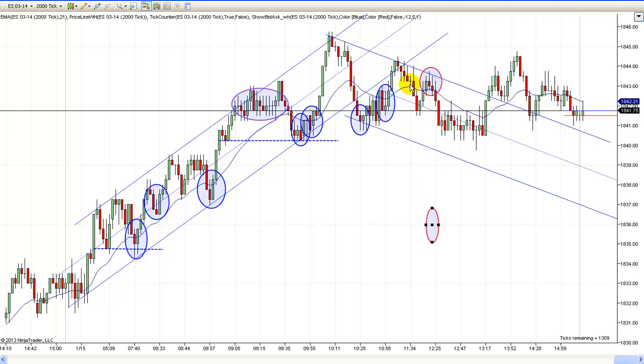Let me get this out of the way. But you don't want to go long above that line right there, especially with this trend line working down through there. It's just too risky. And when it turned up there and touched it, I thought I missed a good long. But suddenly it turned down just as quickly, and it goes out the other side.